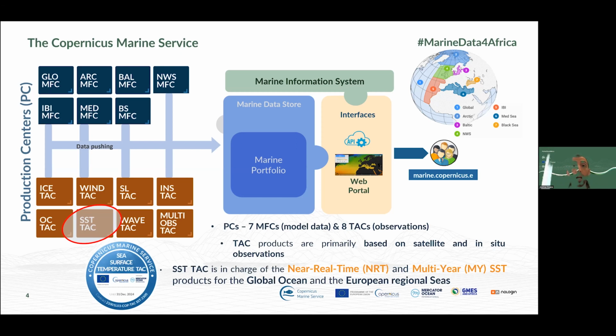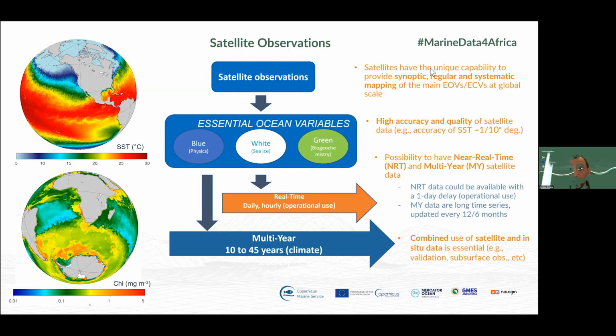What about satellite observations? A few words. First of all, satellites have the unique capability to provide a synoptic, regular, and systematic mapping of the main essential ocean variables, as well as essential climate variables, at the global scale. This means, for example, that satellites can map the global SST up to twice per day. Satellite data are very accurate. For example, the accuracy of SST can reach up to 1/10 degree.